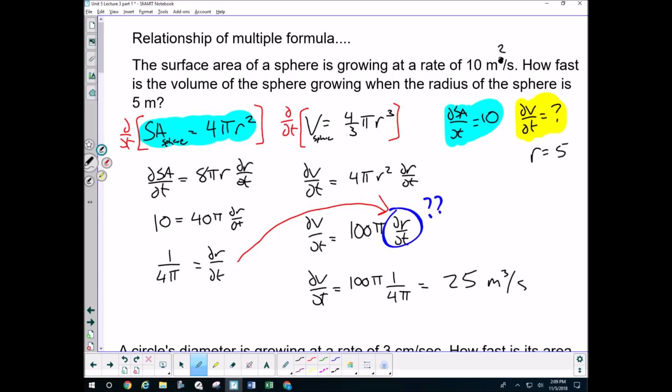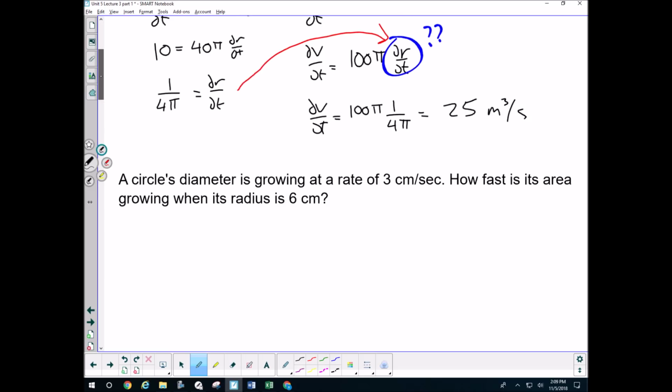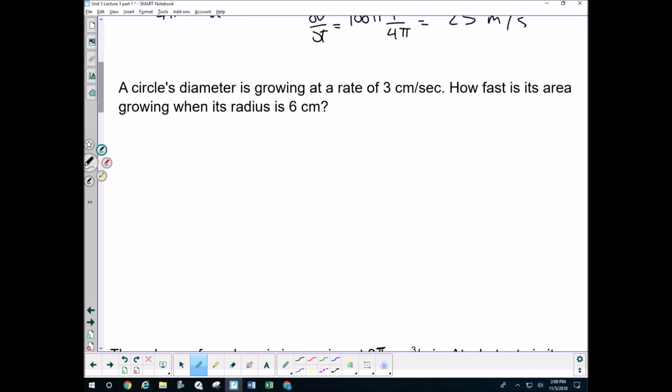Okay, we should get 25. It's a change in a volume, so it's in cubic units. Next one, upping our level of difficulty because I would not give you the formula for this question. You would have to write it down yourself. So, write down the formula as well as the information that you think you're going to need.